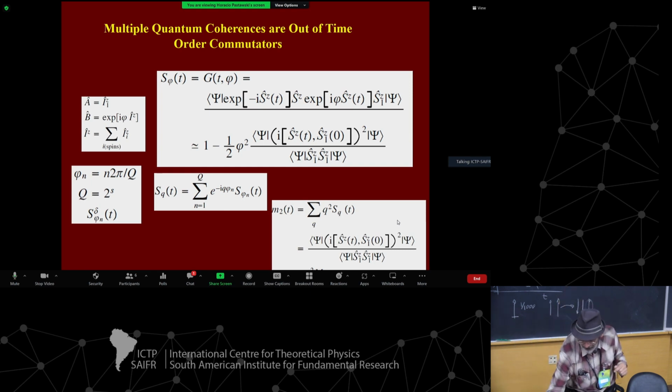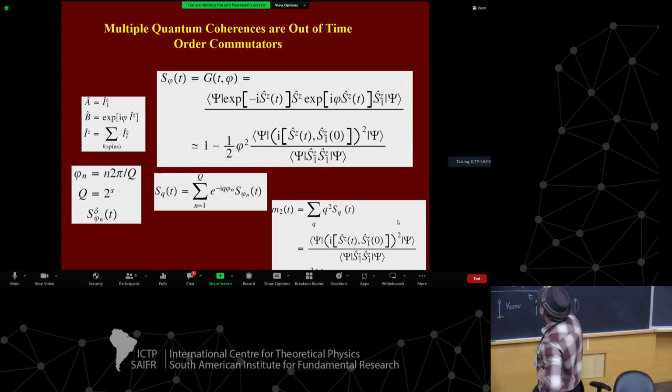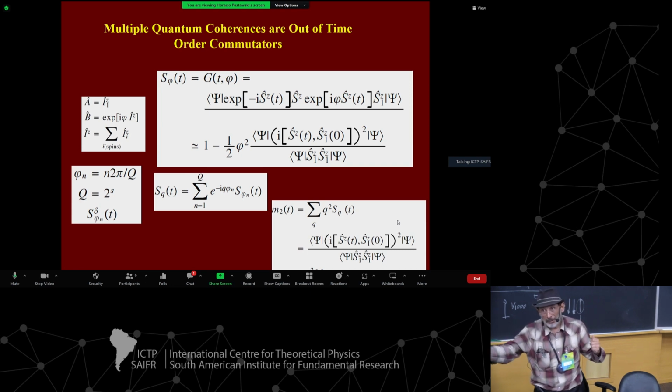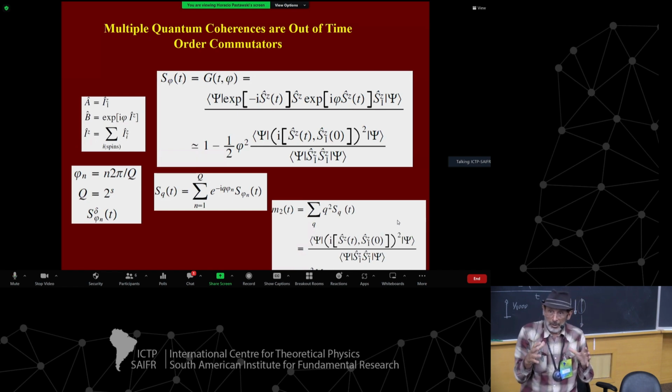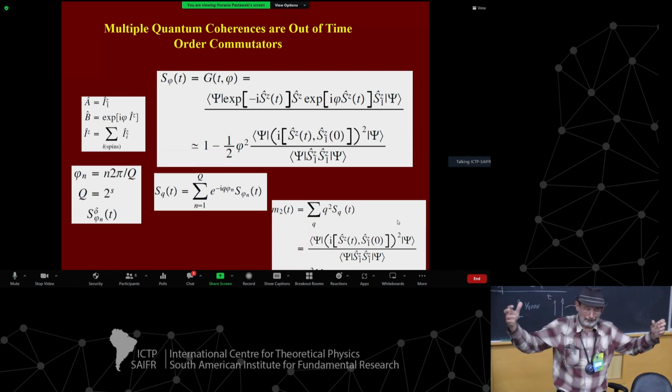Then what we do, we didn't invent that, we use it. We apply different phases, and for each value of the phase, we measure the signal. And then we Fourier transform with respect to the different phases that we put. We do different experiments. So we will have information of what the component of the different spin projections we have reached at a given time.